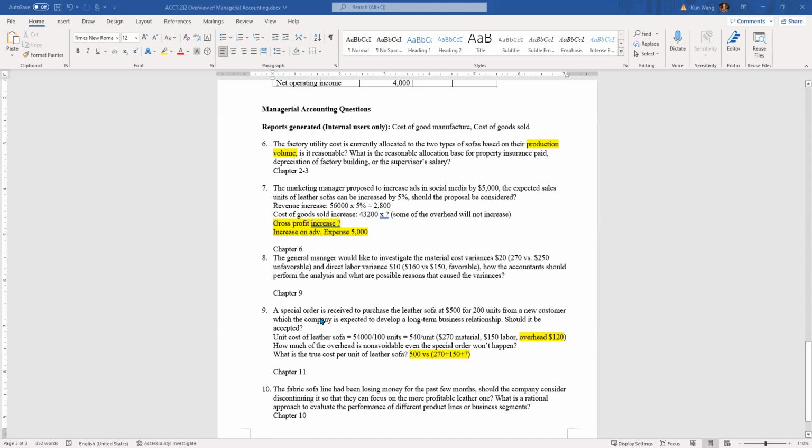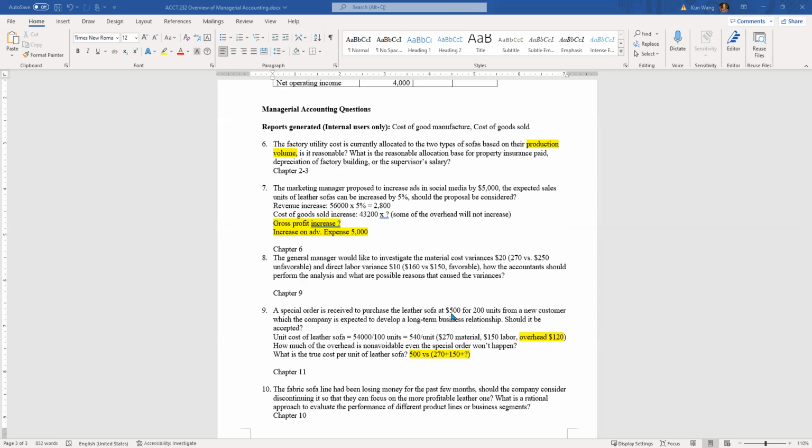Then question number 9 is a special decision making. You got a special order for the leather sofa from a new customer. They try to order 200 units, but they can only offer $500 per sofa. And remember, our normal sales price is $680. At first glance, you think it's impossible to sell at 500. It's much below my normal price, right?